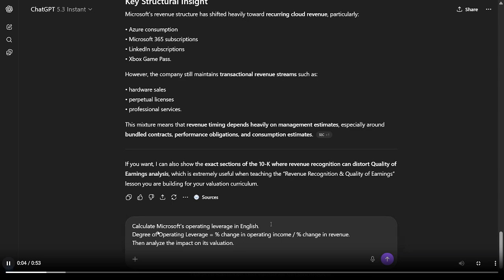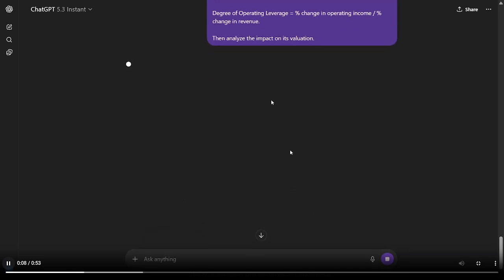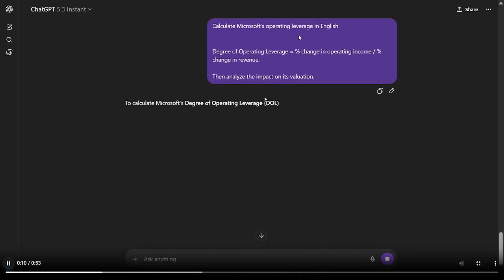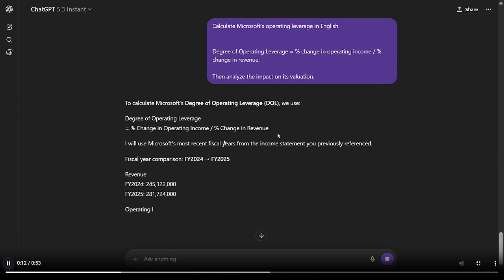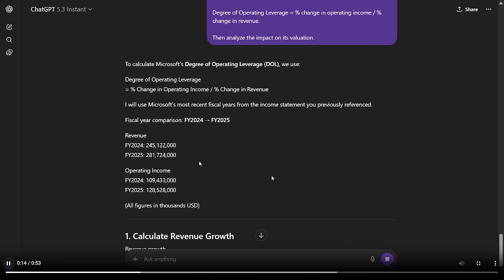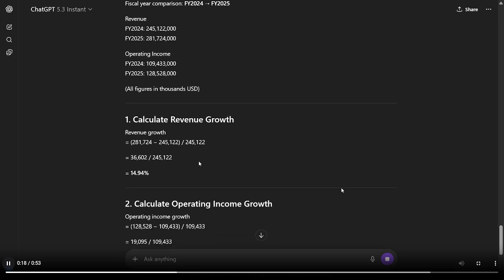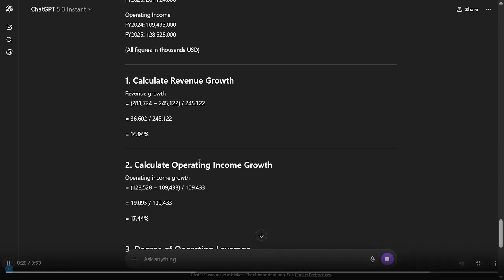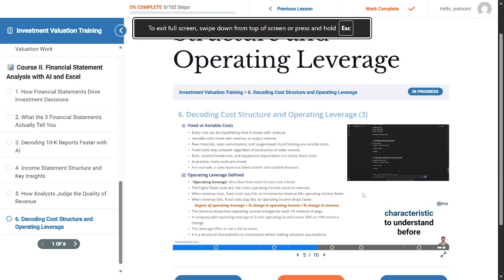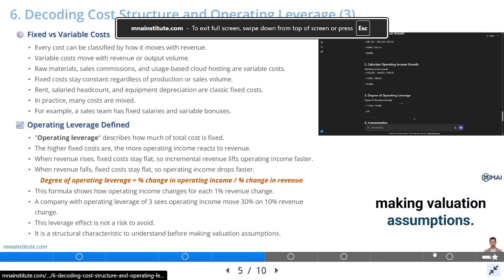This formula measures how many percentage points of operating income change result from each 1 percentage point change in revenue. A company with a degree of operating leverage of 3 would see operating income rise by 30% if revenue rises by 10%, and fall by 30% if revenue falls by 10%. This leverage effect is not a risk to avoid, but a structural characteristic to understand before making valuation assumptions.